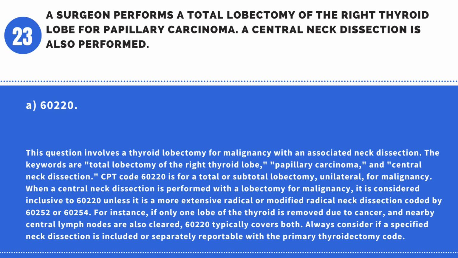60252 or 60254. For instance, if only one lobe of the thyroid is removed due to cancer, and nearby central lymph nodes are also cleared, 60220 typically covers both. Always consider if a specified neck dissection is included or separately reportable with the primary thyroidectomy code.